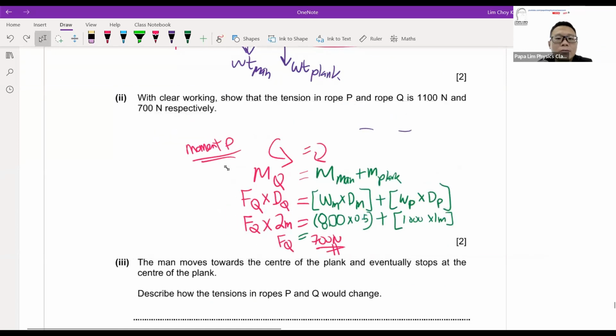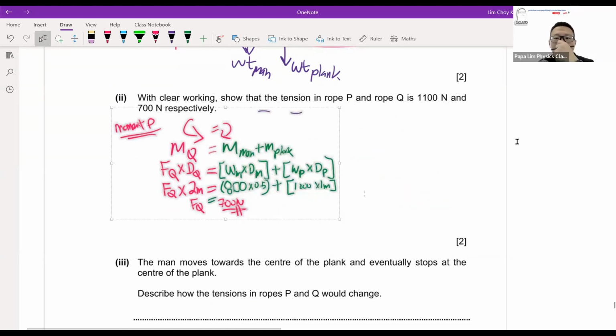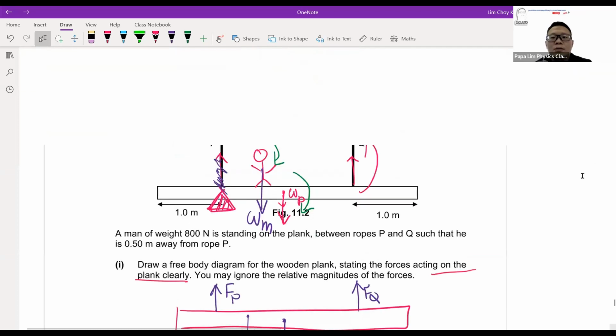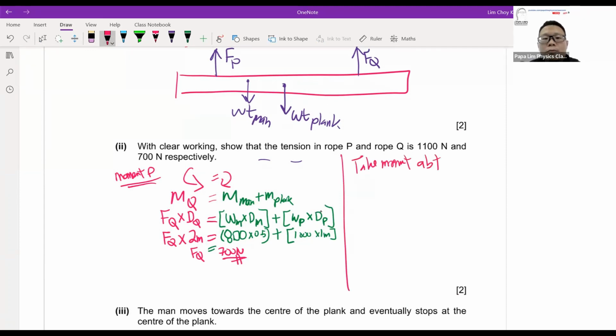So now let's take a look. This is force P. For this pattern here, if you want to find Q, you take moment about P. So if I want to find P, I'll take moment about Q. So that's one way of doing it. I can take moment about Q in order for me to find the tension or force of P. Or actually, I have another way, I use Newton's second law, F net equals ma.